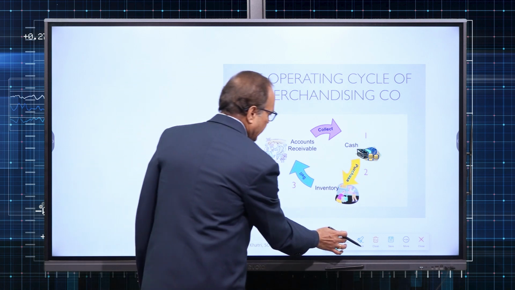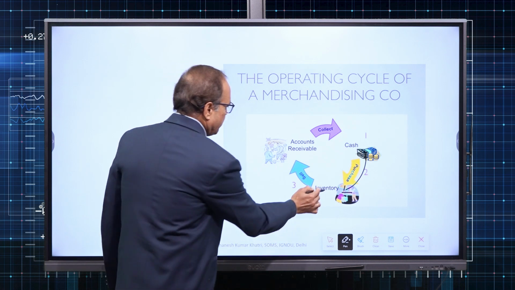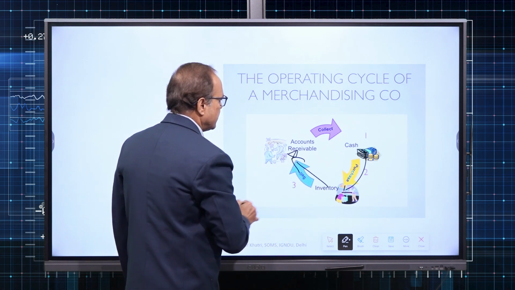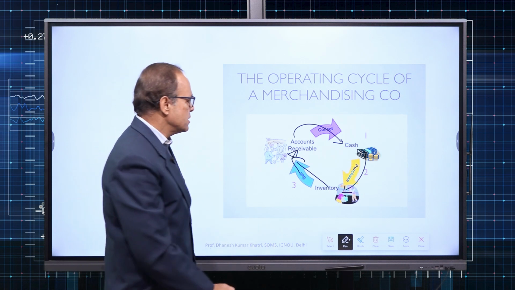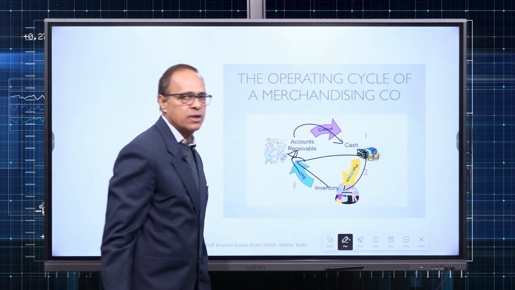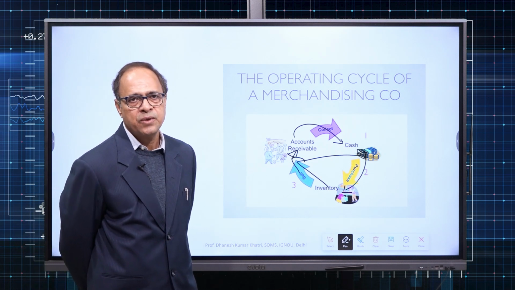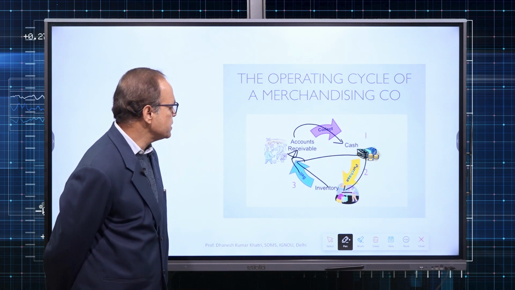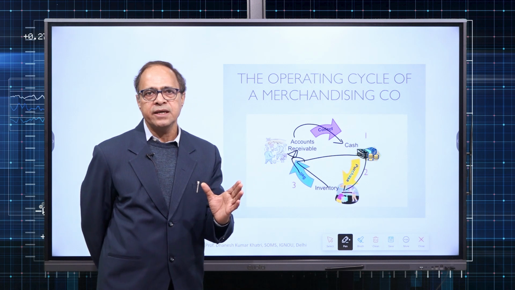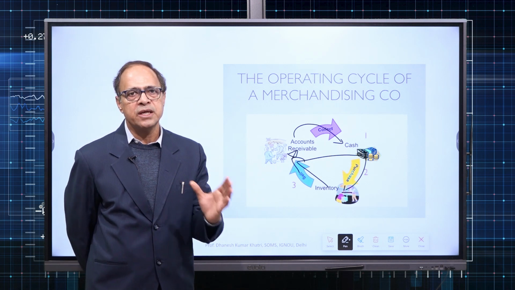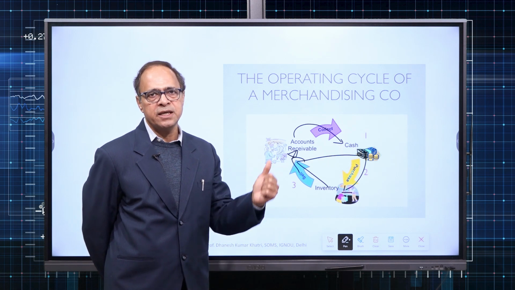So, we start with the cash, we buy the finished goods, we sell it, accounts receivable get generated and we collect the cash. And if by chance sales is in cash, immediately cash will come. So, duration of operating cycle becomes short in this case, in general. So, that will be the operating cycle of a merchandising company. Now, these operating cycles play a critical role in working capital requirement. So, how is working capital estimated given the operating cycle concept?